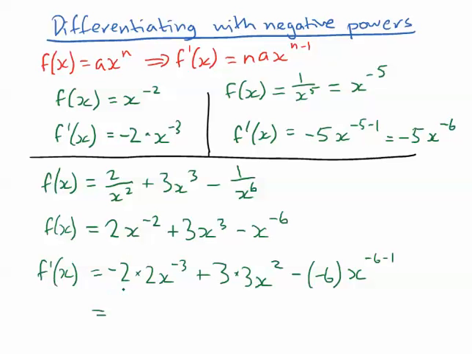So we've got minus 2 times 2, which gives us minus 4x to the power of minus 3, plus 3 times 3 is 9x squared. And now this is the one where we've got minus and negative. That becomes plus 6x to the power of negative 7.